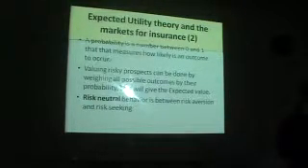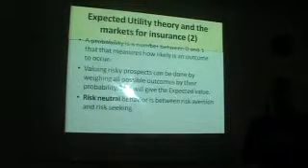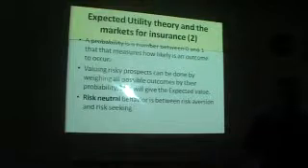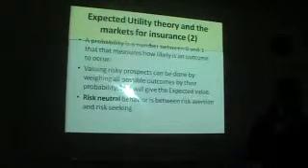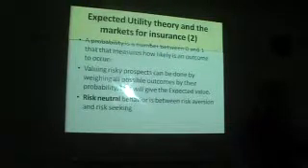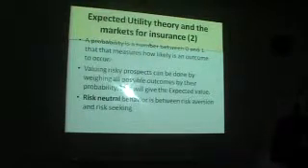So what's the expected return from this investment? I multiply the probability, which is 50%, times 1,000, plus 50% times 10,000. So 50% times 1,000 is 500, plus 50% times 10,000, which is 5,000. I add them. The expected return of this investment is 500 plus 5,000, or $5,500. I multiply the probability by the return. So the expected return of this project is $5,500.